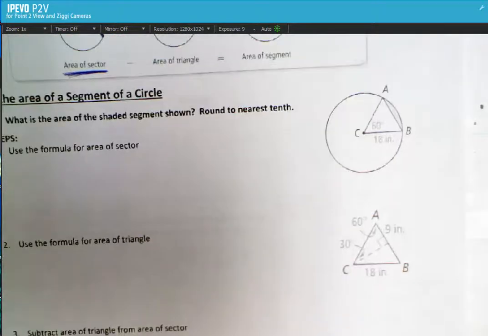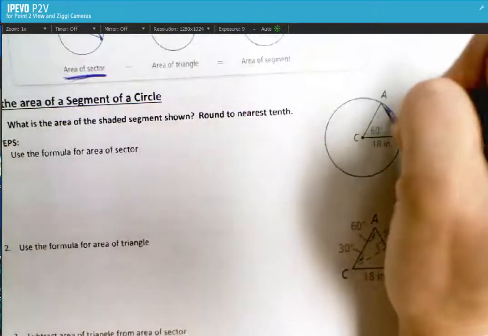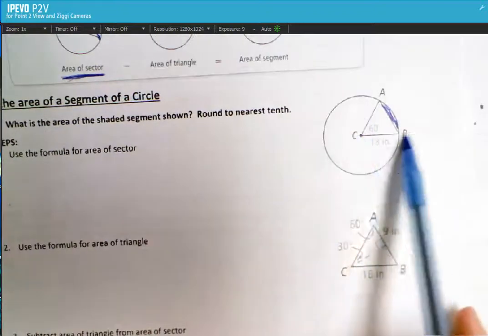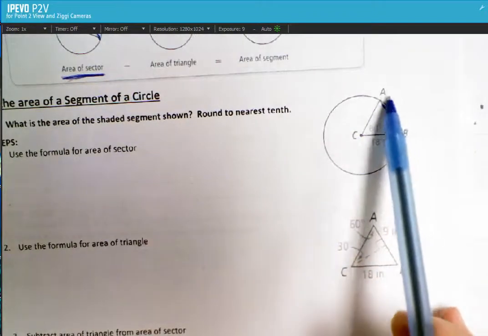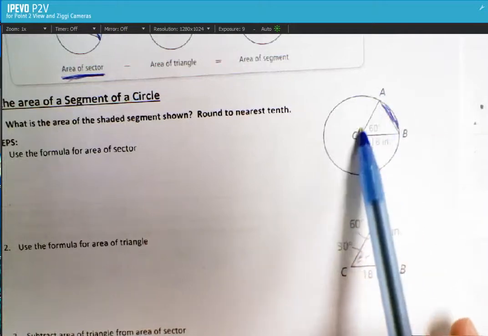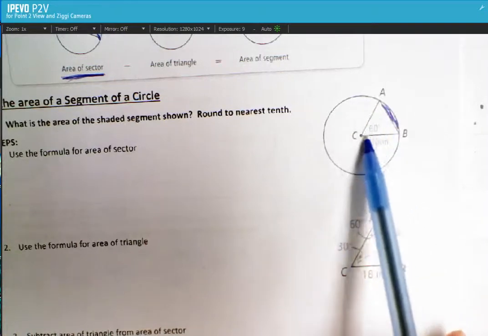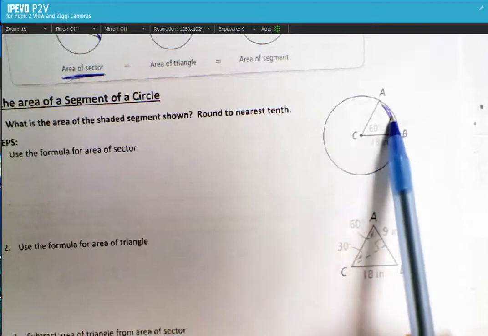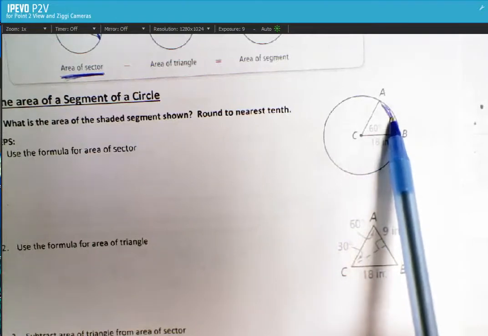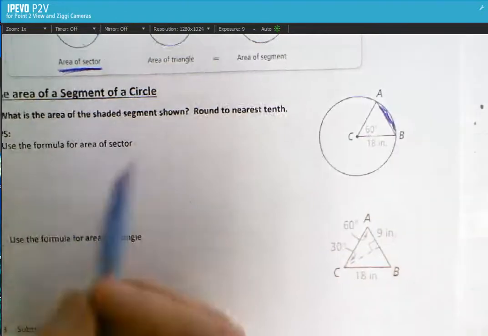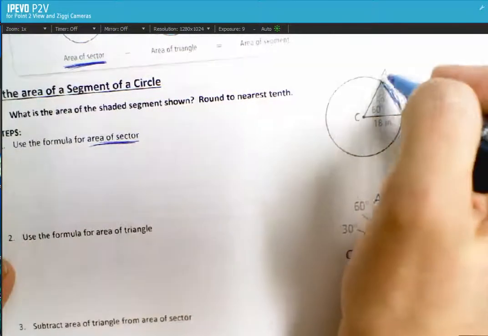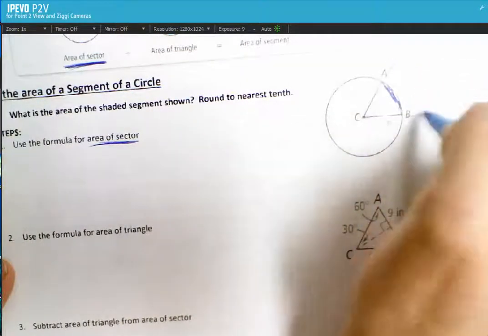What is the area of the shaded segment? So we're looking for just this area right here. We know that it's bound with its central arc, this arc here, AB, this whole sector. So I've got to find the entire sector, take away this triangular piece, and I'll end up with the segment piece over here. So we want to use the formula for the area of a sector. I want to find this whole sector here first.